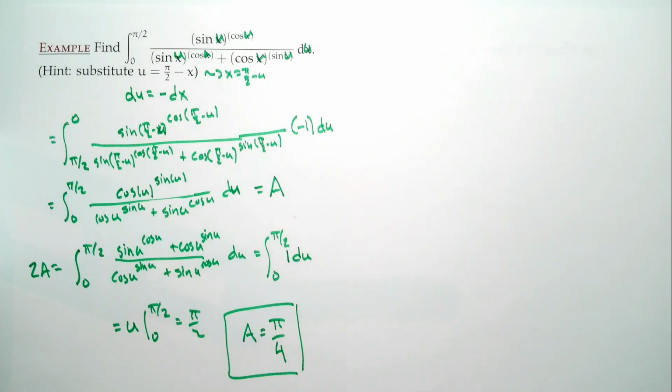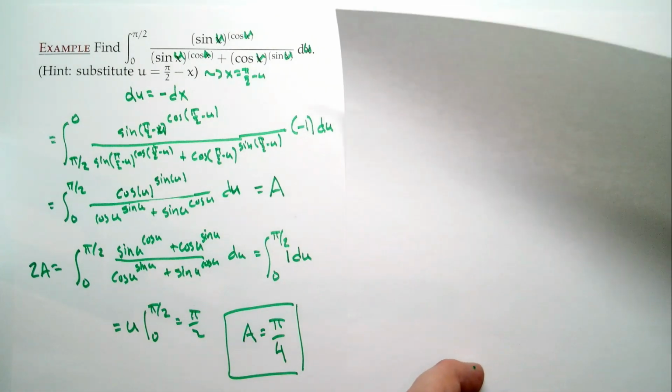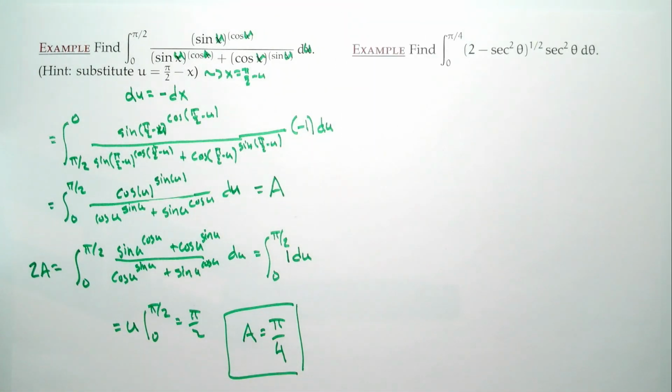So here, you could not find the antiderivative, but essentially there's a little bit of symmetry hidden inside of it, and we can exploit that. So there's advantages to doing definite integrals. Some things you can't do with indefinite integrals, you can do with definite integrals.